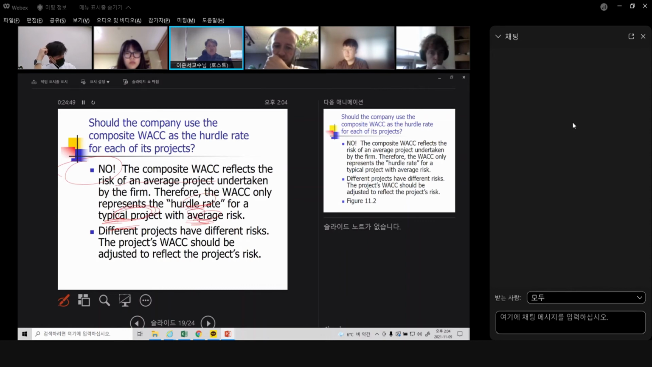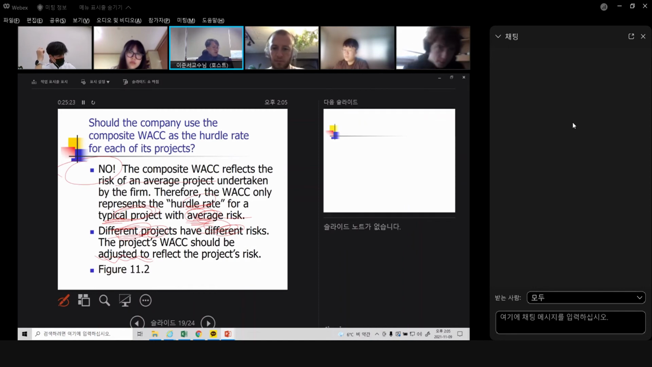Different projects have different risk. So even if projects are conducted by the same company, the WACC to be used is different depending on the project's risk. So the project WACC should be adjusted to reflect the project's risk.